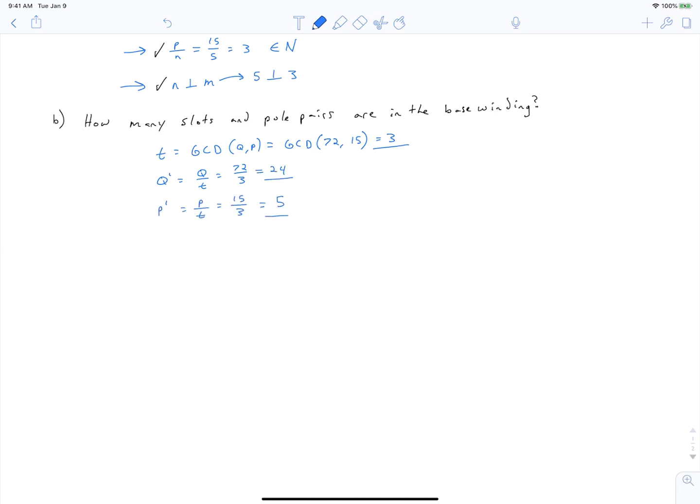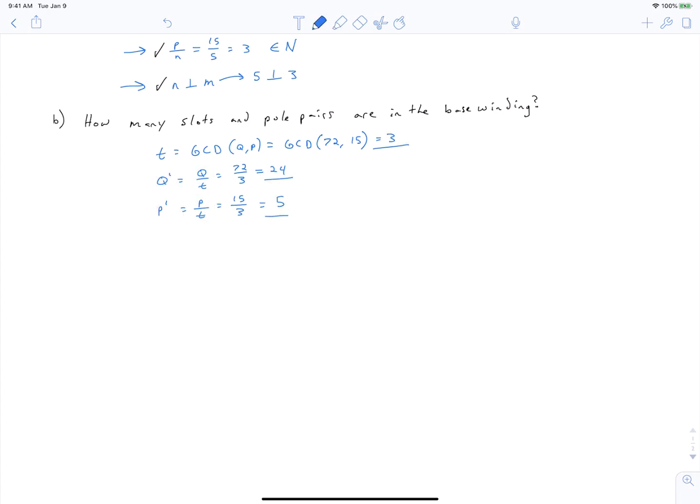Our first step in answering this question is to determine the values of q prime and p prime, where q prime is the number of slots it takes before our magnetic conditions repeat themselves, and p prime is the number of pole pairs it takes for the same to happen. And if you recall, the way we do this is we calculate t, which is the greatest common divisor of q and p, and in this case we find a t value of 3. And then q prime is simply equal to q divided by t, so it's 24 slots before our magnetic conditions repeat themselves in a coil side. And then p prime is equal to p divided by t, so it's 5 pole pairs until our magnetic conditions repeat themselves in a slot.